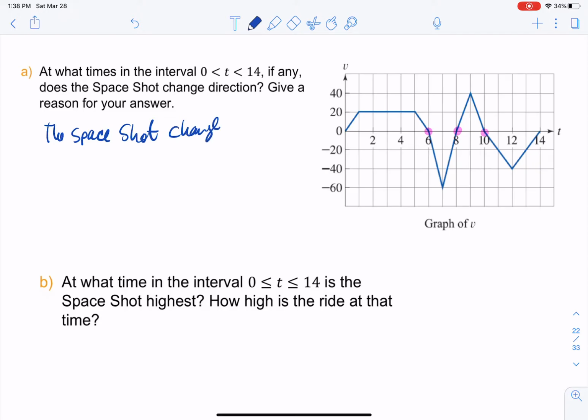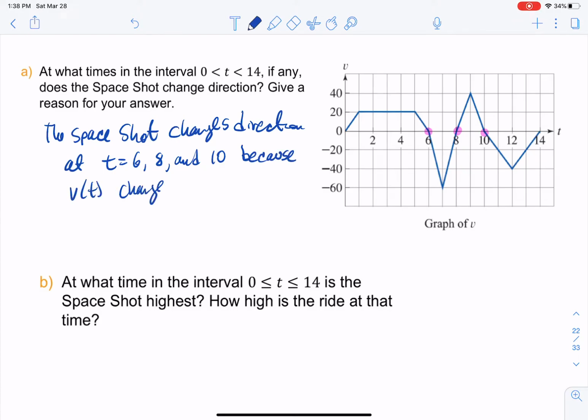The Spaceshot changes direction at t equals 6, 8, and 10 because v of t changes signs at these times. And we're done with that part. That was so easy. We just got 1 or 2 points, I don't know, for this particular free response question.